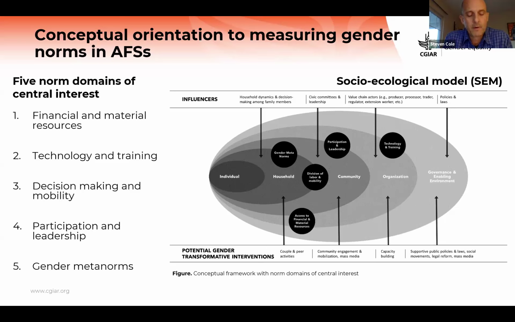So meta-norms refer to influential norms that connect with deeply rooted determinants and operate at a more profound level of society and influence multiple behaviors. So we identified norms in the meta-norm domain that were likely to exist for all women in a given context, rather than just for women working in a specific agri-food system. Next slide, please.